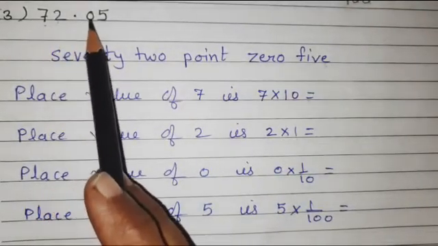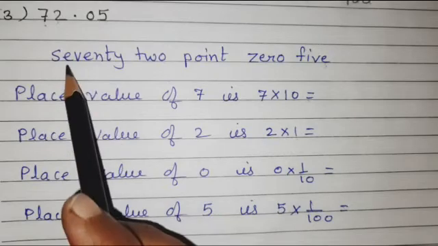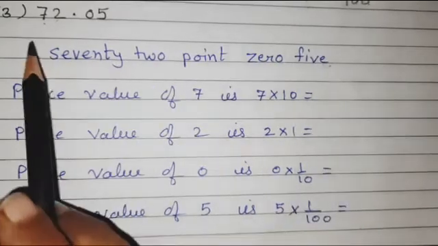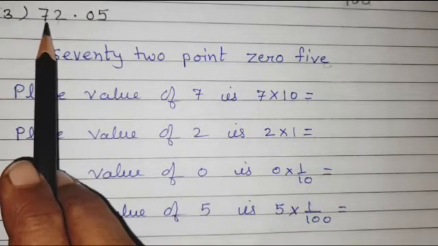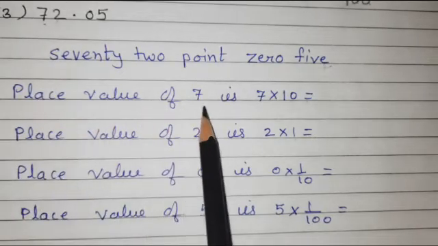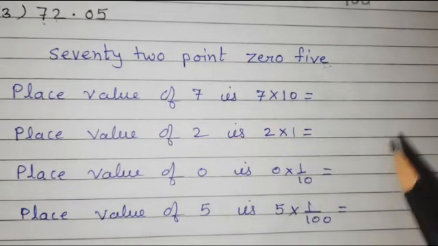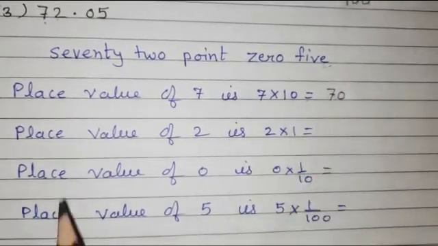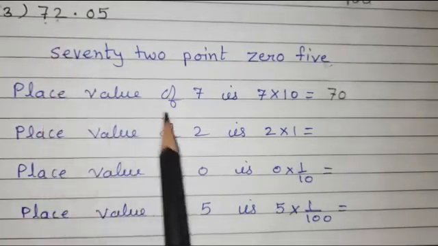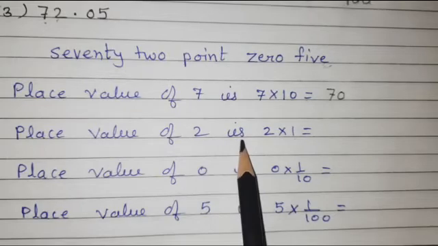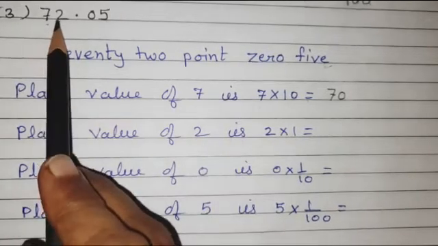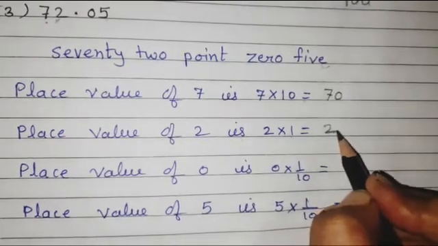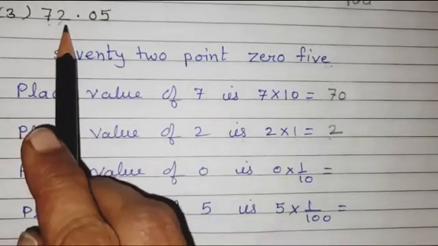Third one, 72.05. So in reading we write in words 72.05. Now the place value of 7, and 7 is at tens place. So place value of 7 is 7 multiplied by 10, which is equal to 70. So place value of 7 is 70. Now next is 2, and place value of 2 is at unit place. So here 2 multiplied by 1, and 2 multiplied by 1 is 2. So place value of 2 is 2.